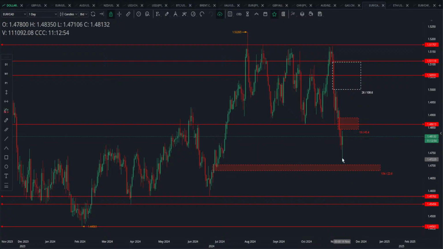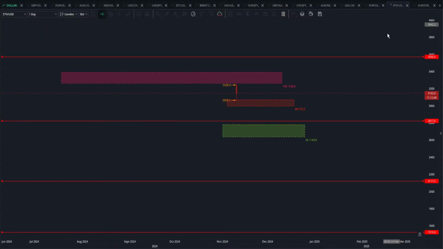So it has not been traded. That means there is still a probability that the price will go down. High probability that the price will go down again.